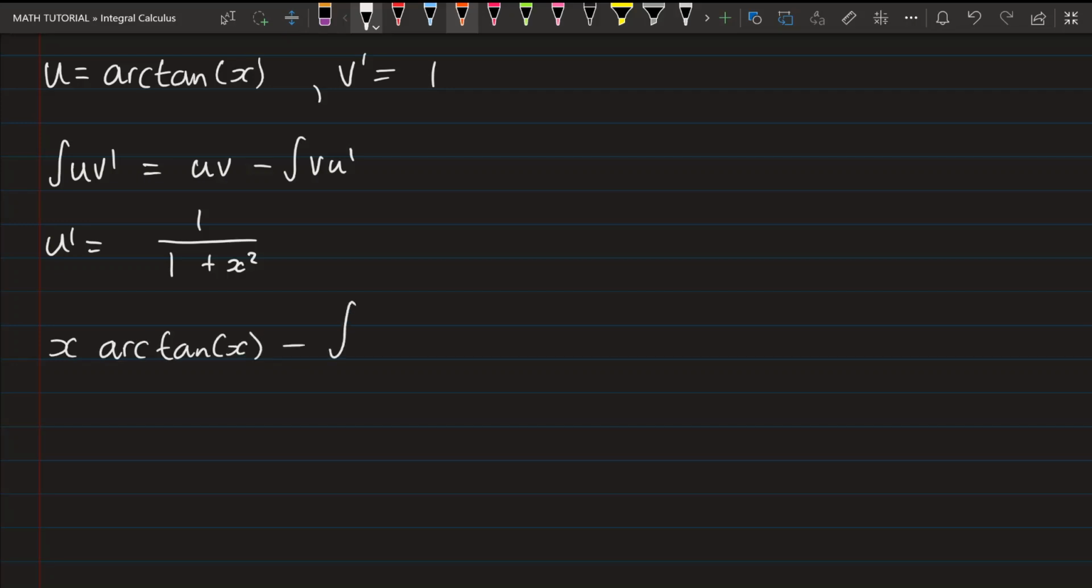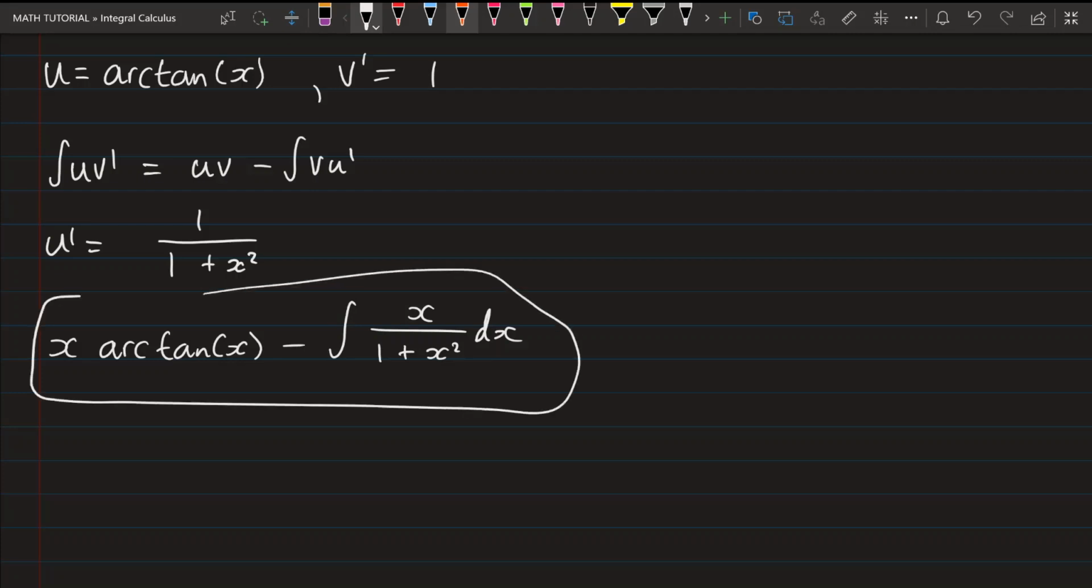Now if we apply this rule here, we get nothing but x arctangent of x, take away the integral of x over 1 plus x squared dx. And now we actually have a pretty simple integral to solve, which is just a u substitution.